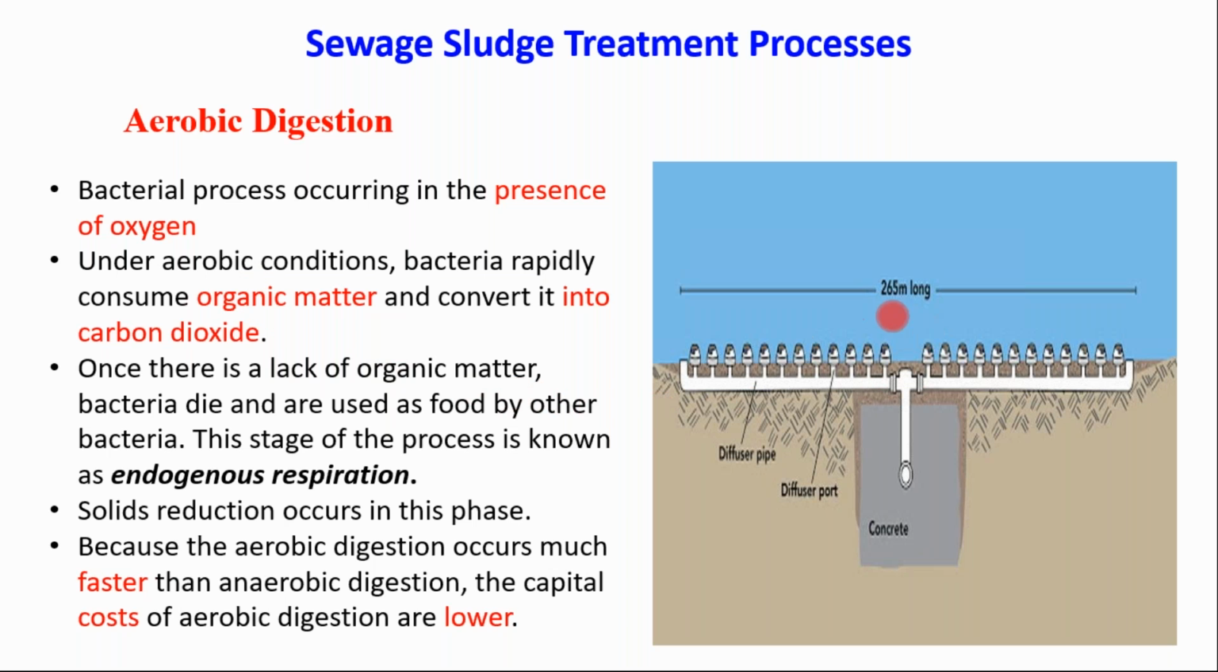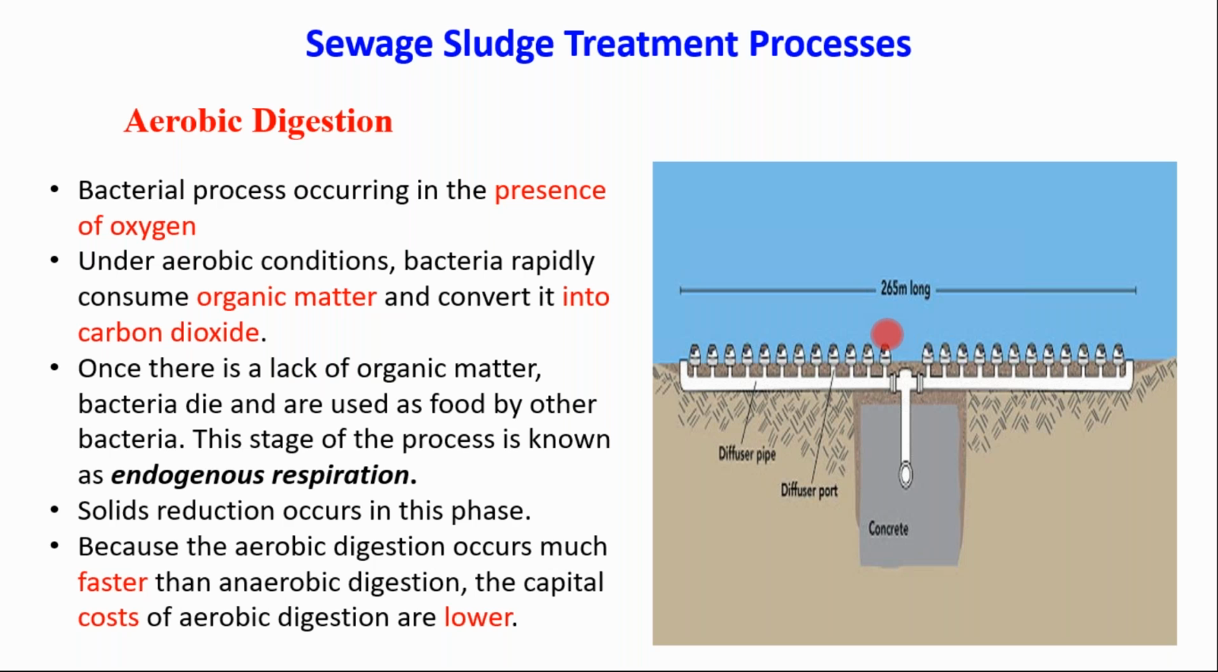Once there is a lack of organic matter, bacteria die and are used as food by other bacteria. If organic matter is present, it means waste is present in that sewage. That sewage waste or organic matter is consumed by the bacteria and converted into carbon dioxide. If the organic matter is not present after some time, then obviously the bacteria are going to die, and this bacteria is going to convert into waste again. That process is called endogenous respiration.